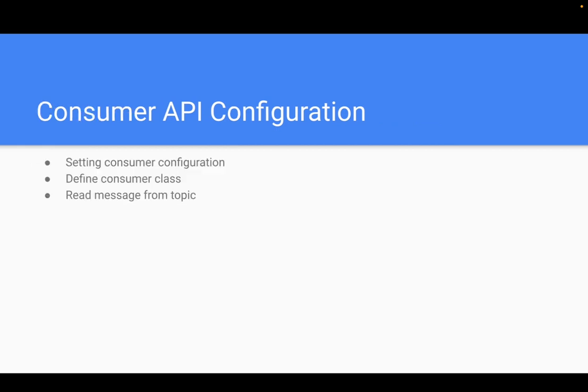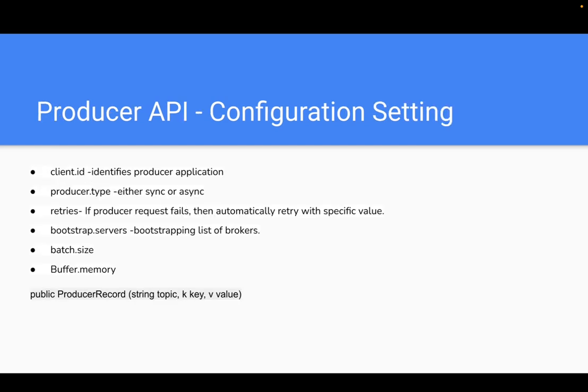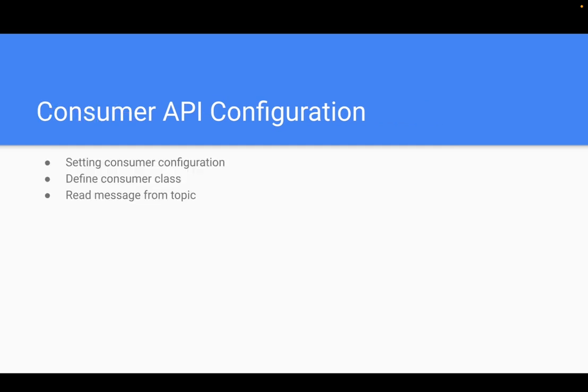Similarly, we have consumer configuration. For the consumer configuration, we have to define the server ID and similar settings, such as retries, bootstrap server, and batch size. We also have to define the concurrency level, meaning how many concurrent threads you want, and from which topic you are going to read the messages.